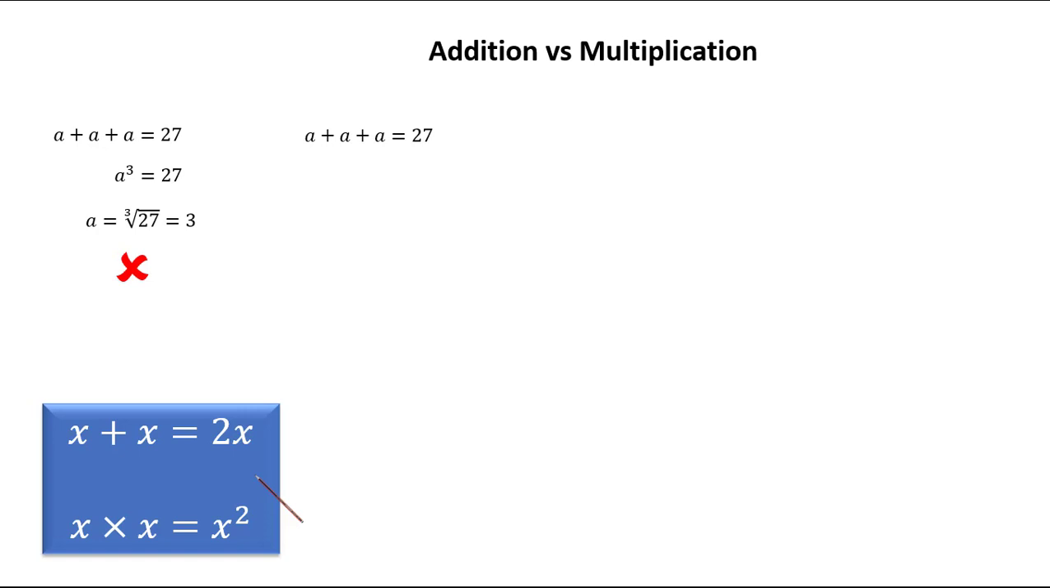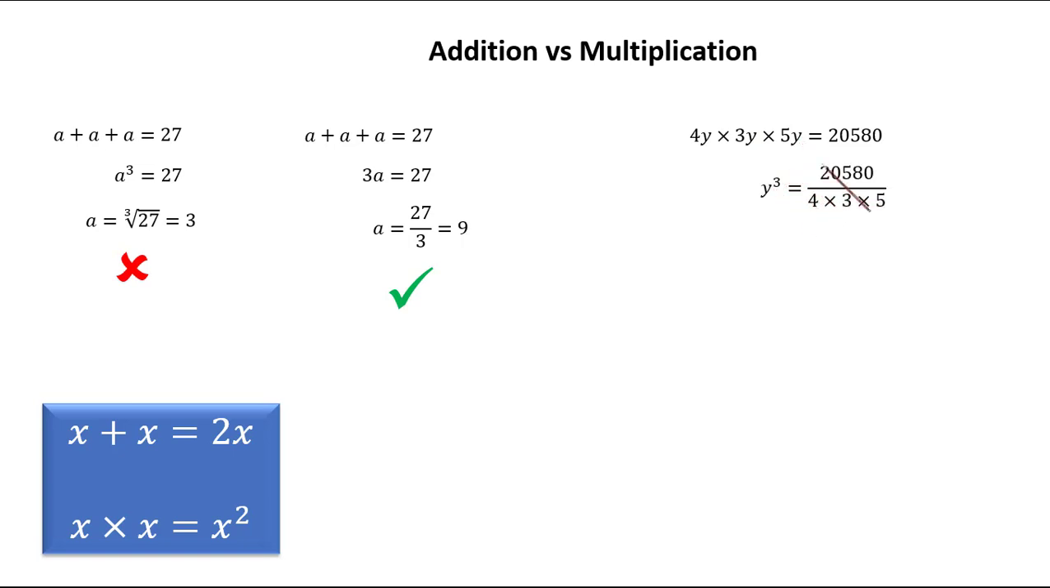So what is the right method to solve this previous sum? So a plus a plus a is simply 3a. 3a is 27, and a is equal to 27 upon 3, which is 9. And how do we solve this? 4y multiplied by 3y multiplied by 5y is equal to 20,580. So we can take the 4's and the 3's and the 5's on the other side, and y multiplied by y multiplied by y will become y cubed. And 20,580 will be divided by 4, 3, and 5. And on simplifying this, on solving this, you get 343. Now taking cube root on both sides, we get 7.